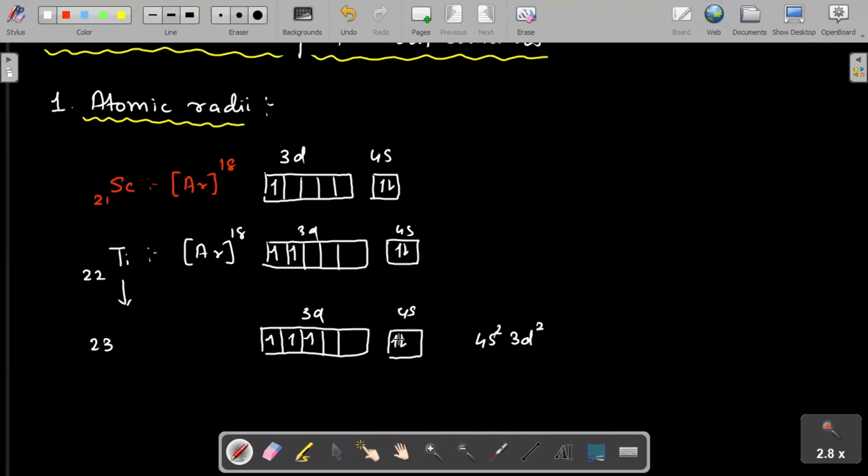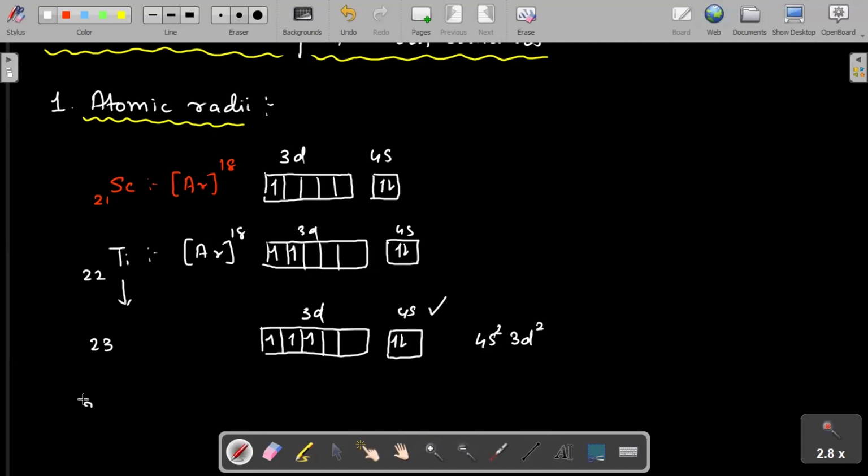Remember when you fill the electrons, 4s orbitals are filled first. The S orbital is more symmetrical, having more penetration, and it has more stability compared to the D orbital. D orbitals are diffused in a large shape. So comparing D and S, S is more stable and lower in energy. That is why we fill the electrons first in the S orbital and then come to D.